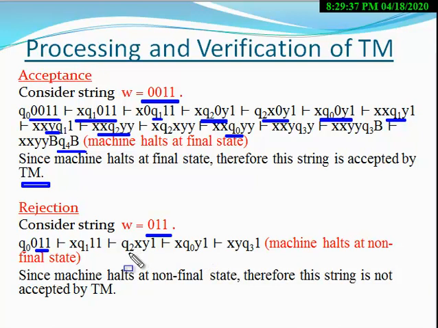Here at the state Q2, X appears. Now the machine moves to the Q0 state. At Q0, Y appears. The machine moves to the Q3 state. At Q3, 1 appears. So there is no rule defined in the transition diagram corresponding to this combination. That is, there is no transition rule when the state is Q3 and the tape symbol is 1. It means the machine halts in this situation.